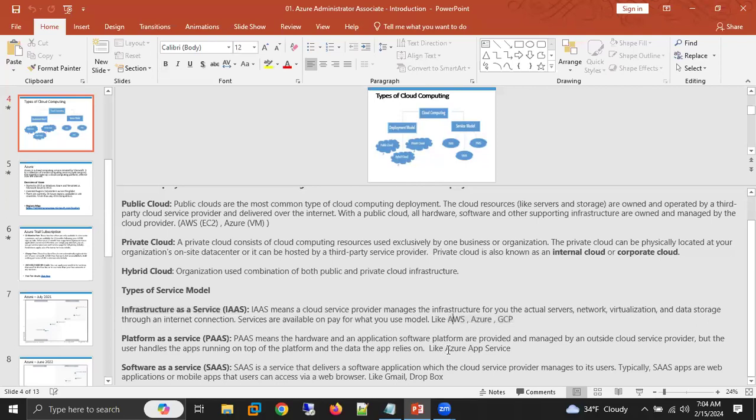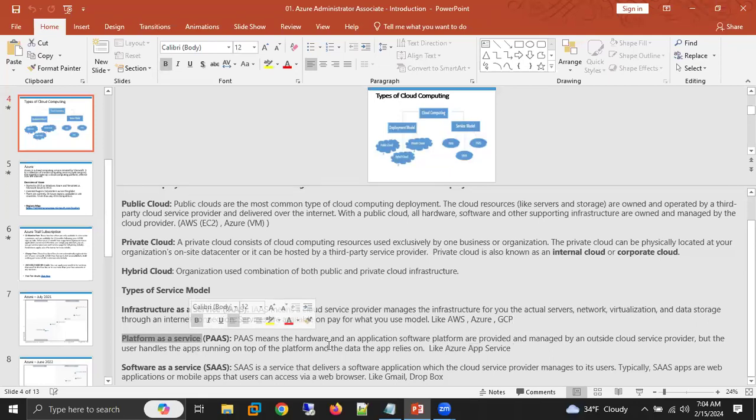Then in Azure, we have a service called Azure App Service. That particular service comes under platform as a service. In AWS also, we have one service which comes under platform as a service. Now, what is this platform as a service?